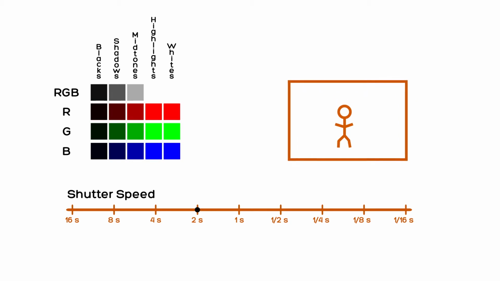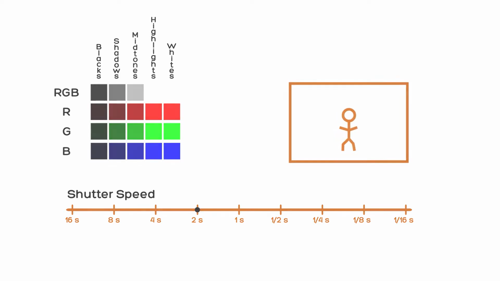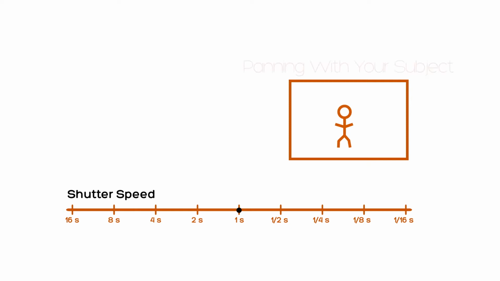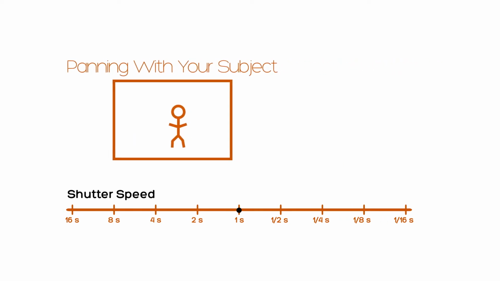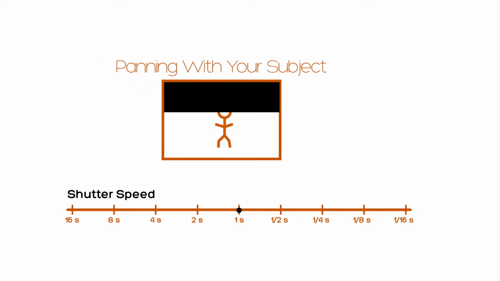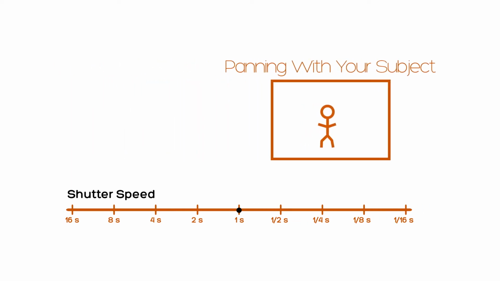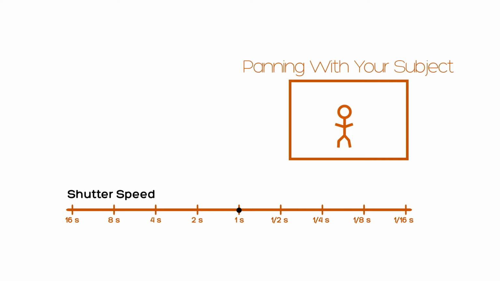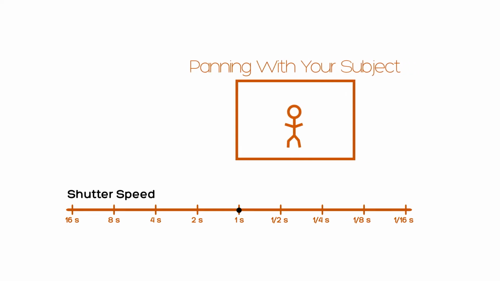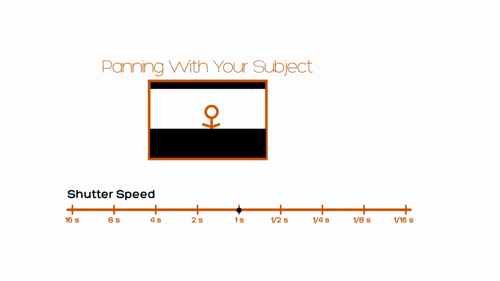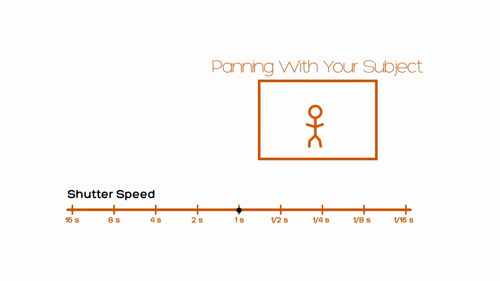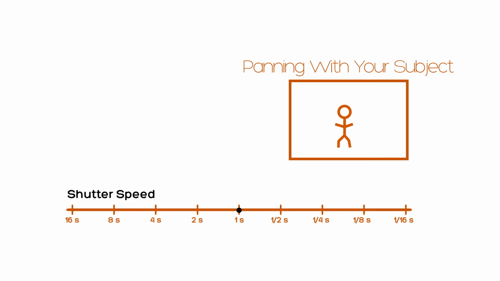Oftentimes, you are not just trying to compensate for either motion blur or camera shake, but both at the same time. One way to compensate for motion blur is to pan with your subject. If you maintain your subject in the same position in the frame while it is moving, your subject will be in focus while the other areas of the photo will be blurred. Panning is simple in principle, but difficult in execution, requiring a steady hand and smooth, even movements with your subject.